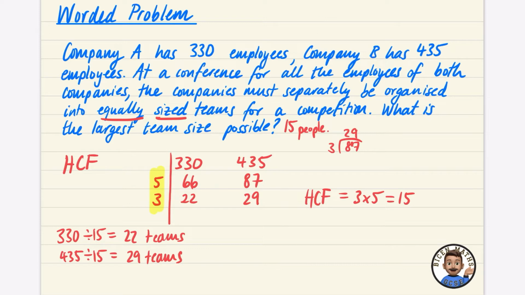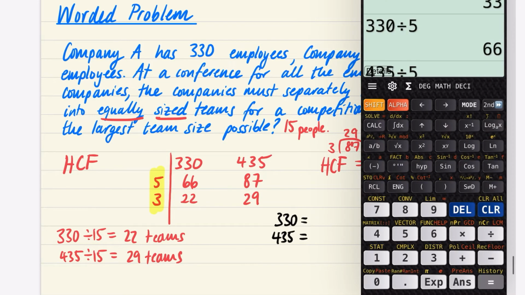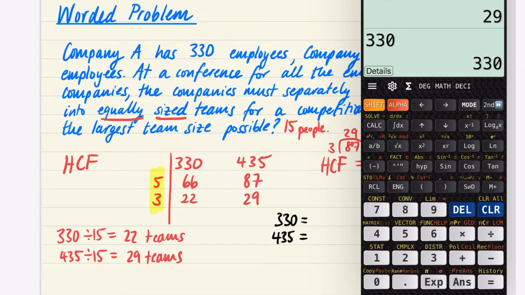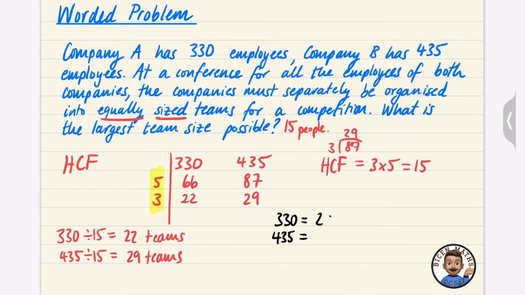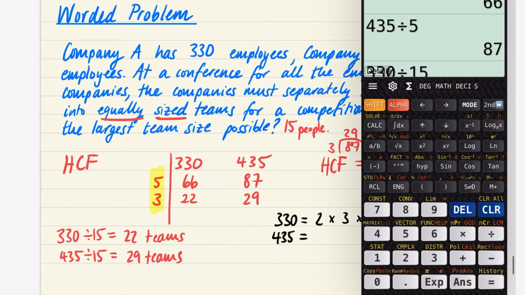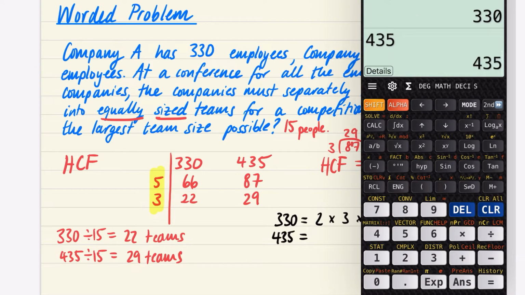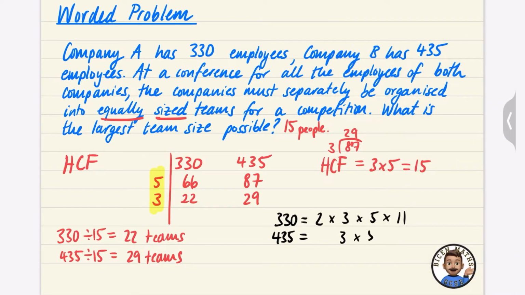Now the other method that we could have done for this, I'm just going to quickly move this up here. We could have done, I'll do it in a different colour, our prime factor decomposition one. So we've got 330 and 435. I'm going to do 330 on the calculator just to save time, but obviously you might need to do the long process. Shift fact, that's 2 times 3 times 5 times 11. And 435 equals, shift fact, is 3 times 5 times 29. 3 times 5, leave a gap, times 29.